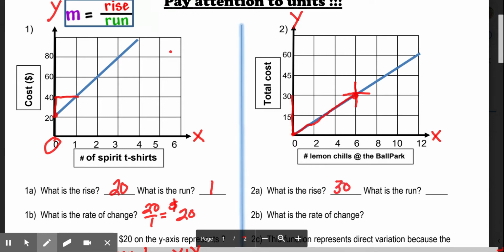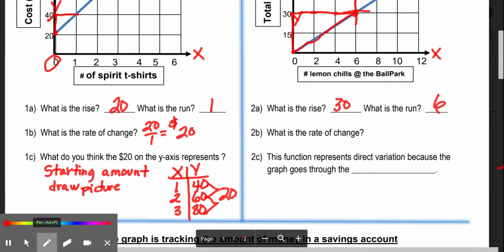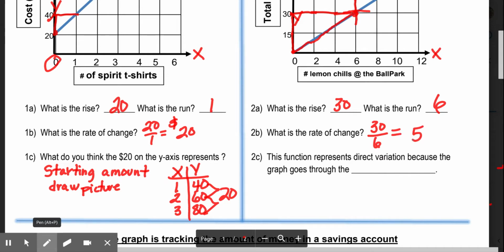And it says, what is the run? Well, remember, these go by 2. So this will be 2, 4, and 6. All right, so then it says, well, what then is the rate of change? Well, that means 30 divided by 6 is 5. So this is how much it cost per lemon chill. So $5 per lemon chill. And then 2C says this function represents direct variation because the graph goes through the origin.